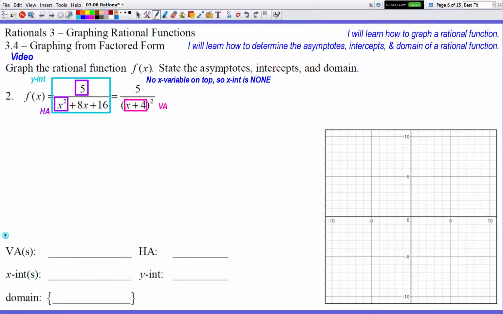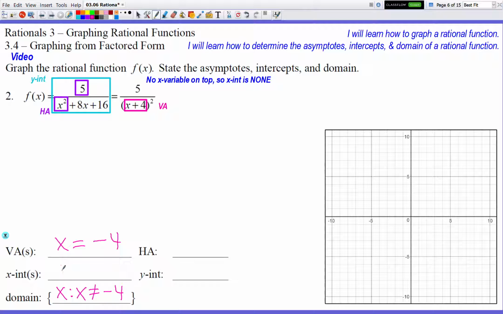Okay, so I'm going to go a little faster. For the VA, we're going to look at the x plus 4 in parentheses. We're going to figure out what number cancels out positive 4, and you're going to say negative 4. So we're going to write this as x equals negative 4. Then we're going to put the domain, which is going to look just like our VA, except we're going to put not equal to negative 4. And then the x-intercept, we're going to write none.